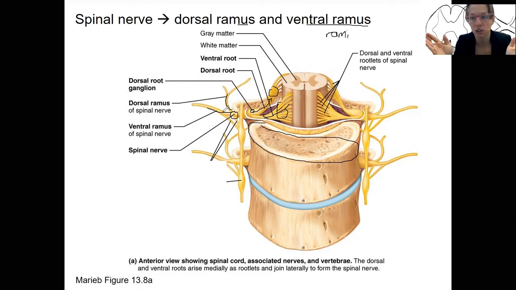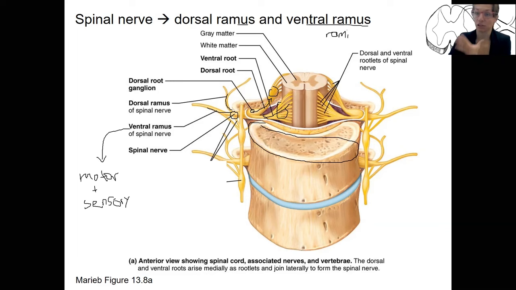Do dorsal and ventral ramuses, so right now, again, they're just splits. The information is splitting into two. Does the ventral ramus, let's just say, for example, contain motor or sensory? Both, right? Because those combined in the spinal nerve, and now the information is splitting. It's not splitting by motor and sensory again. It's splitting by where it goes. The ventral goes to the ventral lateral, the front surface, and the dorsal goes to kind of the skin and muscles of the backside.